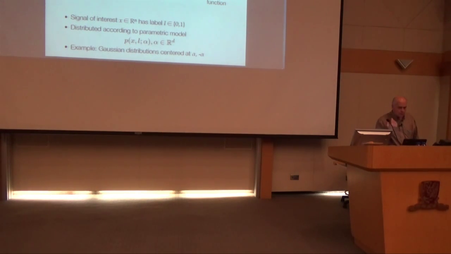So we're looking at these signals X, L are the classes, and what we want is for the distribution to be parameterized by some alpha. Now the samples will be distributed according to some parametric model that we don't know. But what we want is that the distribution be parameterized by some alpha. So you can think of alpha as like a sufficient statistic.